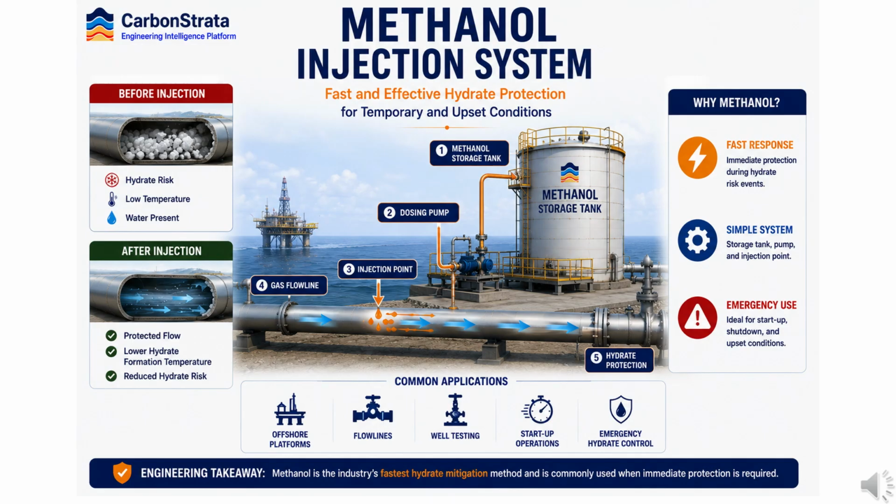Methanol injection provides one of the fastest methods for hydrate prevention. The system is relatively simple and consists of a storage tank, injection pumps, and injection points located at critical locations in the process. Once injected, methanol mixes with the water phase and reduces the temperature at which hydrates can form. Because of its rapid response, methanol is commonly used during startups, shutdowns, well testing, and emergency situations.